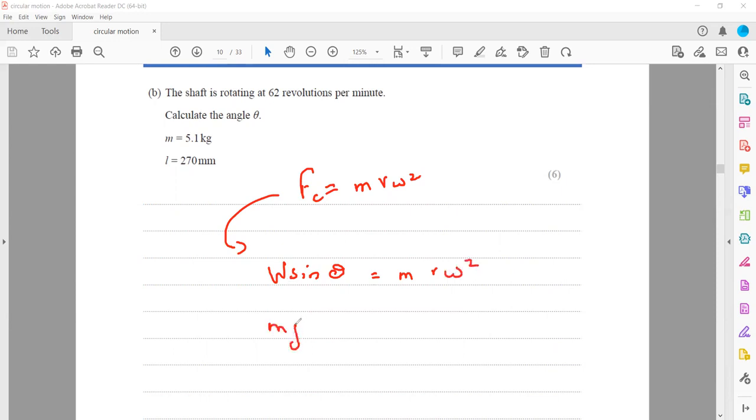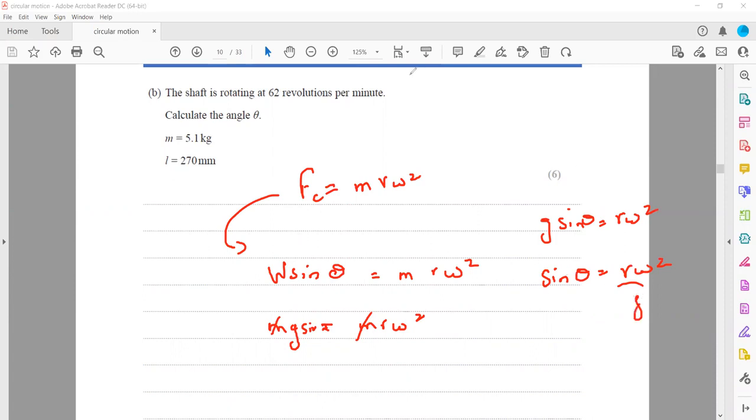So I can say mg sine theta is equal to mr omega square. M will cancel with m. So g sine theta is equal to r omega square, and sine theta is equal to r omega square divided by g.